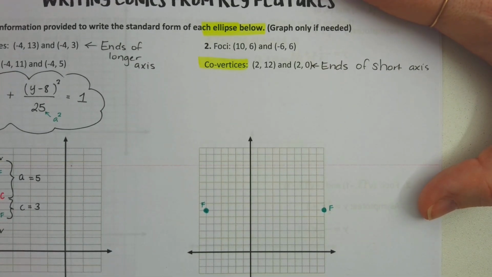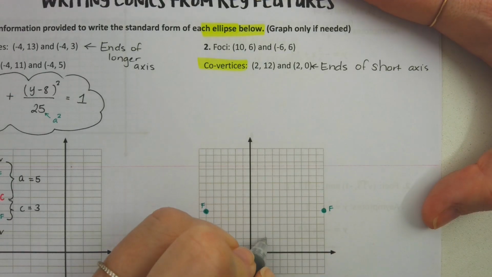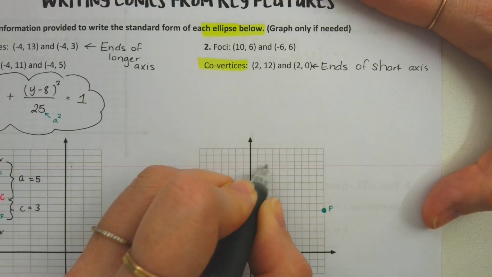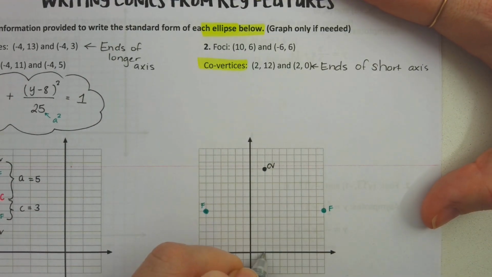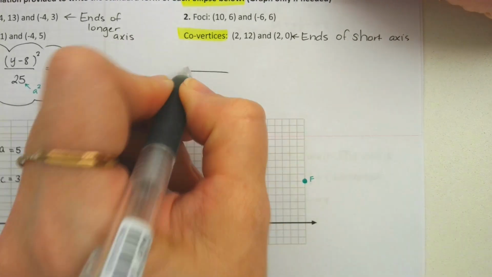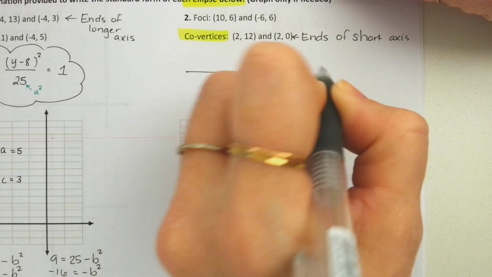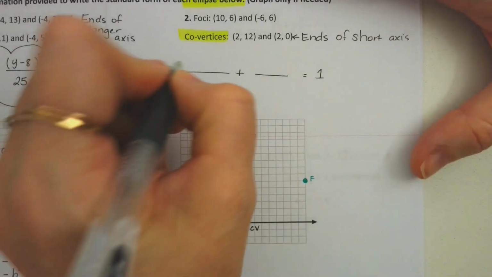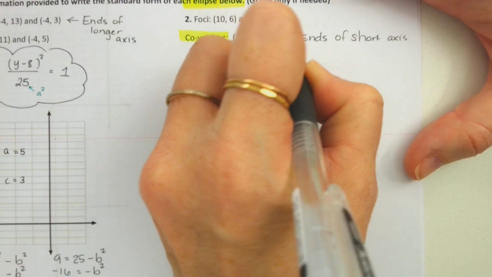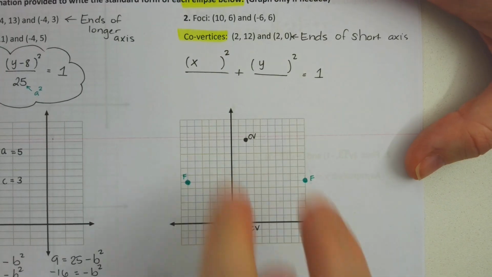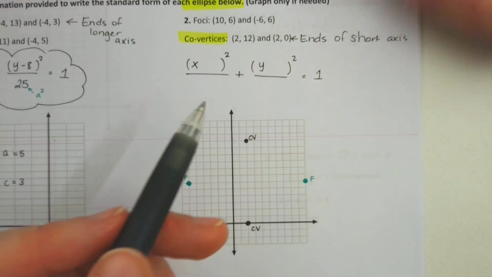Okay, and then plotting my covertices, I have 1 at 2, 12. 2, 4, 6, 8, 10, 12. And then another one at 2, 0. And again, just setting up my basic form for an ellipse. It'll have a fraction, a plus sign in the middle, another fraction. What's it equal to on the right? 1, good. And then we'll always have 2 parentheses squared. One will be x minus h, one will be y minus k. So we have to figure out our h, k and then our 2 denominators again.